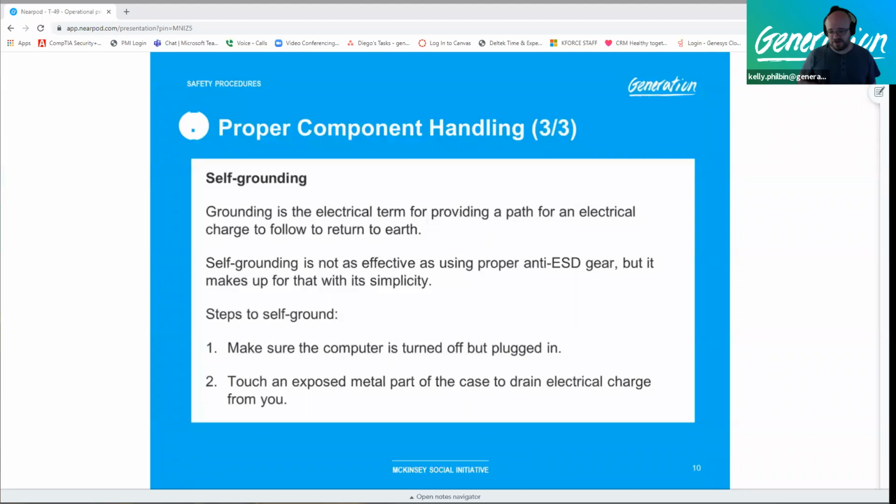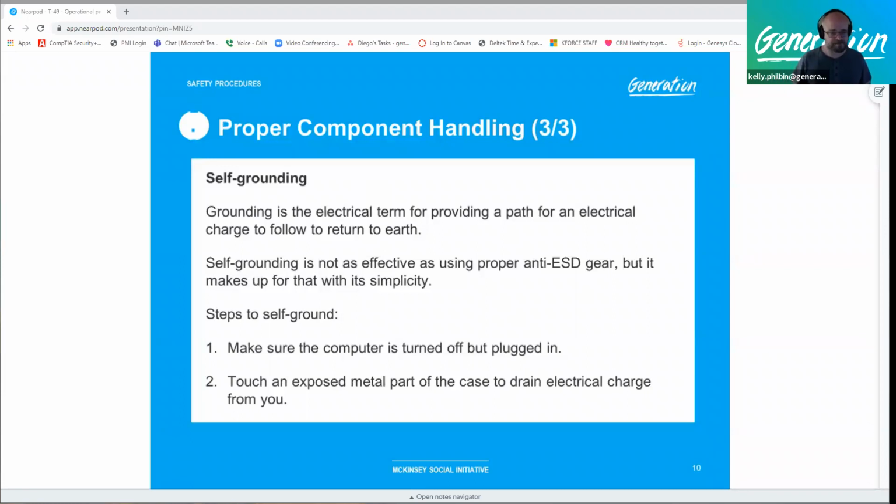And also, how would I hand off a component to a coworker? What would be something I would do to make sure that there is no difference in charge between me and a coworker? Chris. Touch the person first before you hand the device to them. That way you've neutralized yourselves. Absolutely perfect. Do you pick up the component just any old way, or is there a specific way you're going to pick up components? Say like a RAM module.